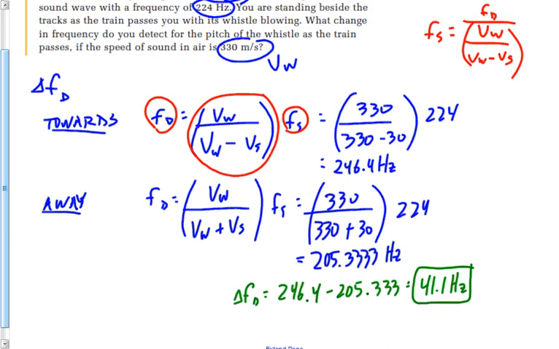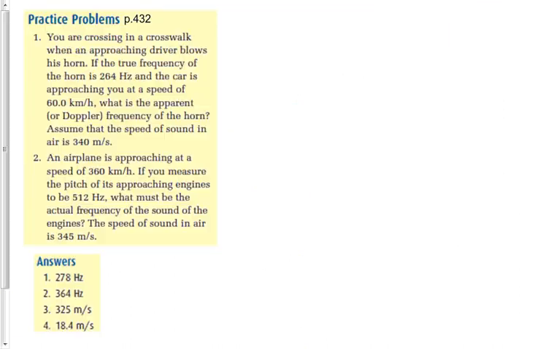If I was mean to you, I may ask you to solve for Vw. That would be a nightmare for you. Some of you have trouble rearranging V equals D over T. Solving for Vw here would be an absolute nightmare. Vs wouldn't be much better. I won't make you do that. You'll either solve for Fd or Fs, which is just a little bit harder than that. Travis, question? No? Okay.